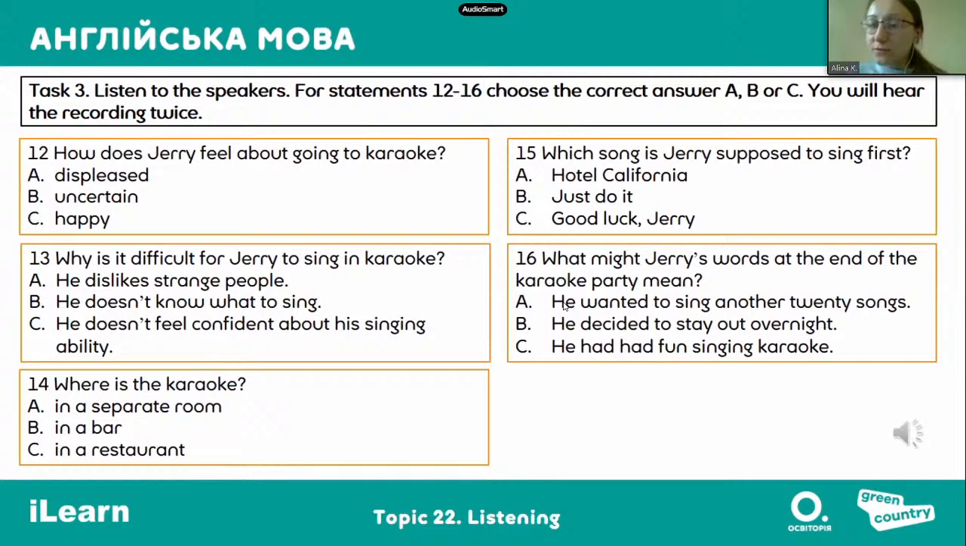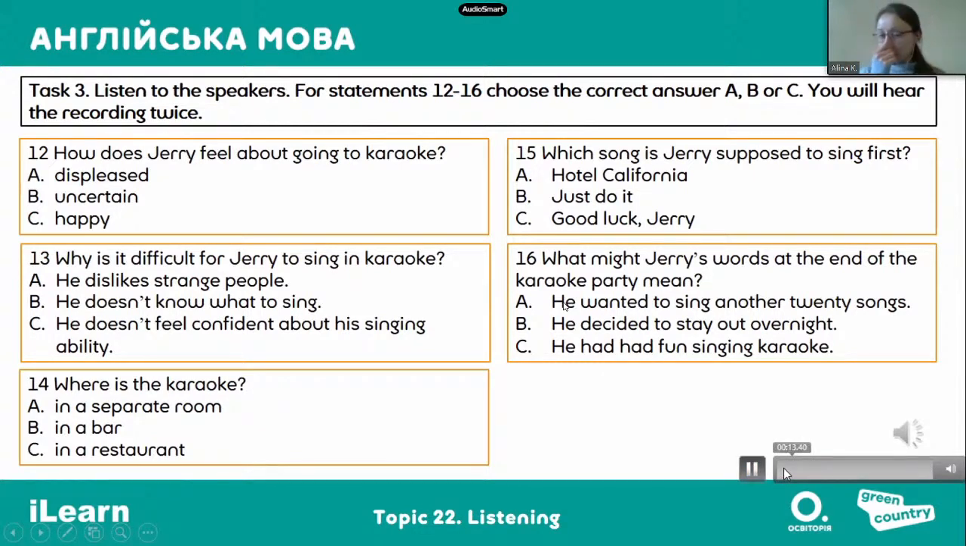Тобто ви звертаєте увагу на відповіді. Бо питання, що він міг подумати в кінці цієї вечірки. Звертайте увагу на варіанти відповіді. Можливо, він скаже про те, що він хоче ще співати. Sing more. Stay overnight, it means to stay at the same place, yes? Had fun, maybe he was very happy, maybe he was very excited. Окей, ми з вами проаналізували. Let's listen. Давайте слухати.